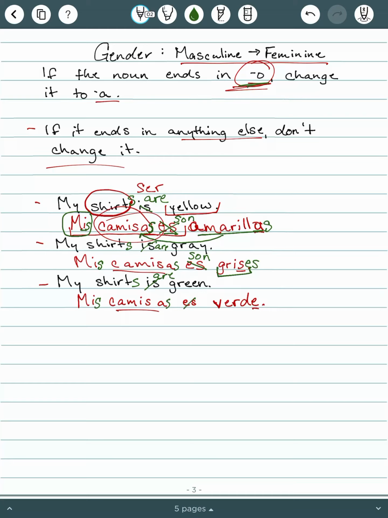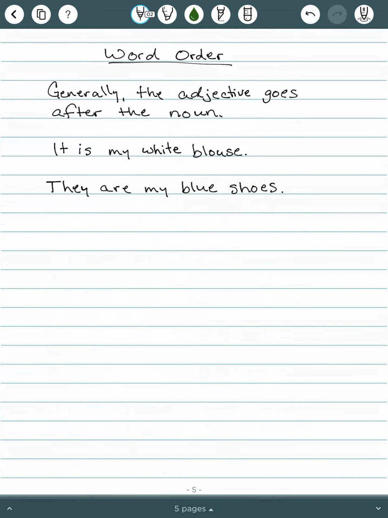All right, this next one, my shirts are green. Change it to mis camisas son. Now, verde, it ends in an E. We took care of the gender already. That E is not an O, so we don't change it to A, but we do need to make it plural. E is a vowel, so we're going to add S. So that is how we take care of gender and number.